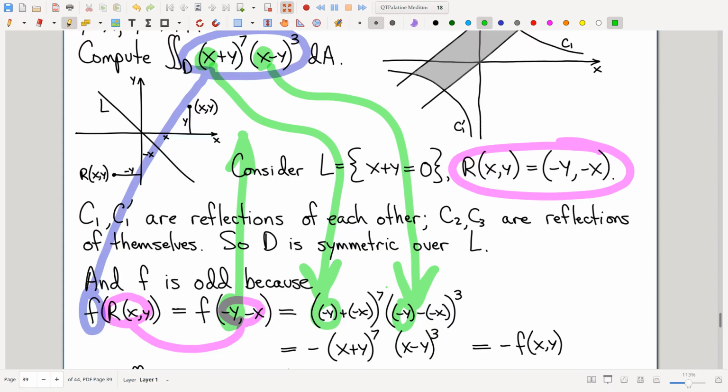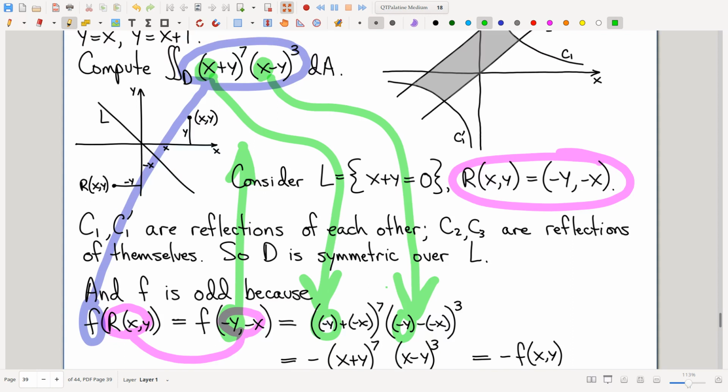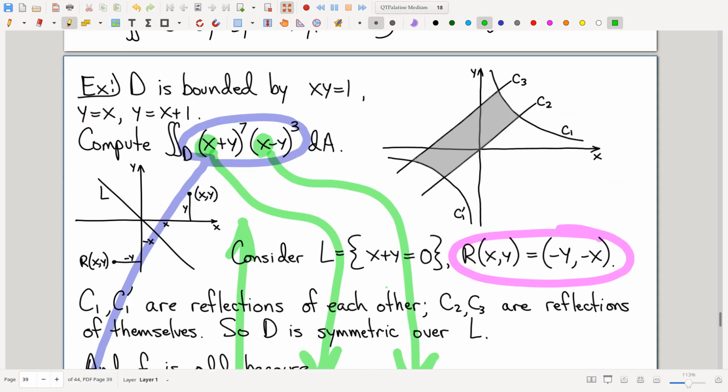Just a quick clarification. On the line above, when you say D is symmetric over L, is that statement about C1, C prime, C2 and C3? It's about D, which is the domain that's bounded by those curves. So yes, the observations I'm making about the curves and how the curves reflect: if you know that everything that goes into defining the domain is symmetric, then it follows that the domain itself is symmetric also.